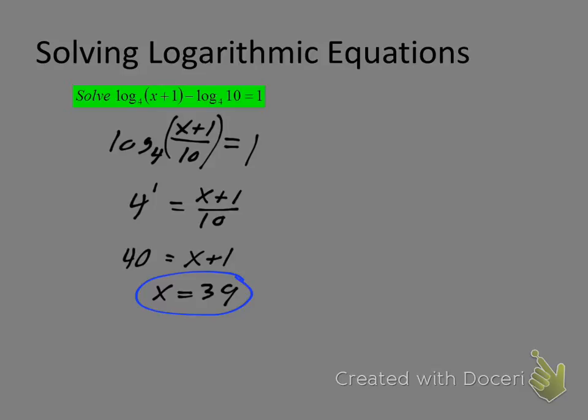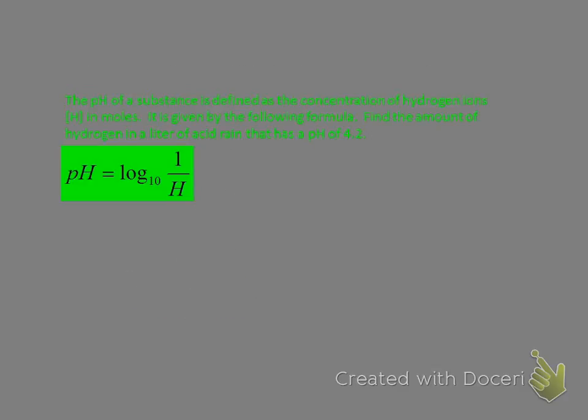Alright, the last problem is a word problem. It's a pretty good problem. I really like this one. The pH of a substance is defined by the concentration of hydrogen ions, which is H, in moles. It's given by the following formula: pH equals log base 10 of 1 over H. Find the amount of hydrogen in a liter of acid rain that has a pH of 4.2.